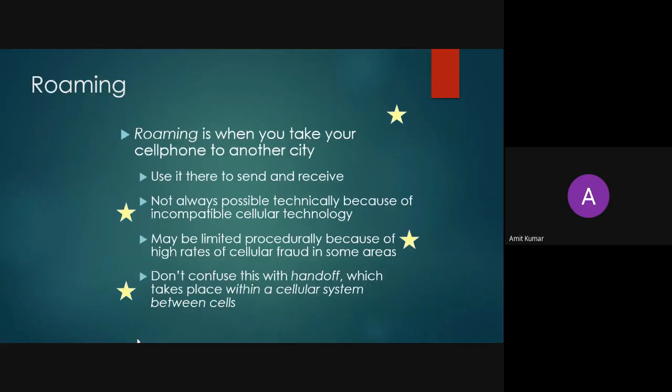So roaming, we have seen we are having different registers. So we are having home location register. If you have purchased your SIM from Gujarat or this state, your number will be allocated in Gujarat. So it will be in home location register.